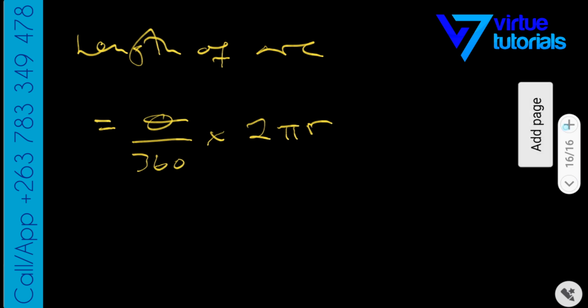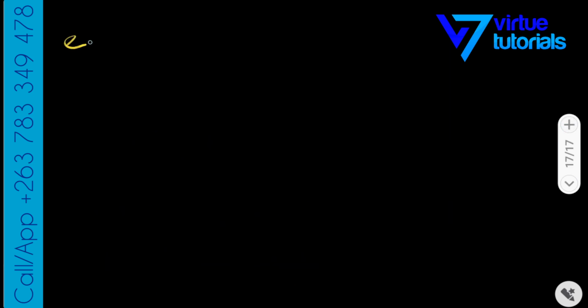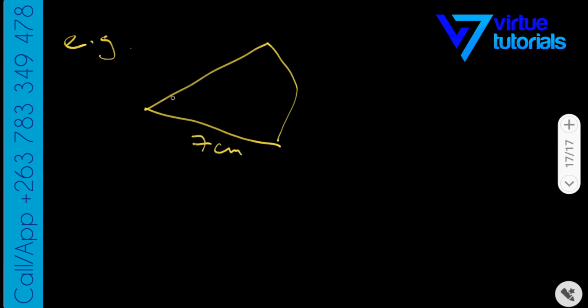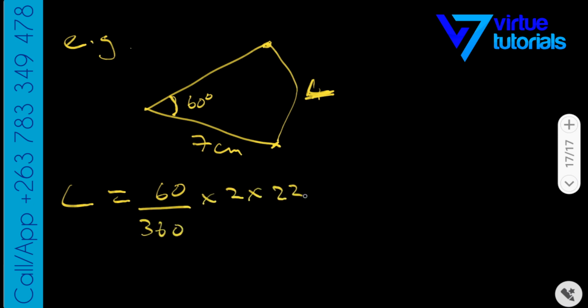So let's just try a quick example there. Let's say, for example, I have a shape like this. Radius is 7 centimeters. The angle is, let's say, 60 degrees. The length of this arc here from there to there, that's the length. L is going to be theta, which is 60 over 360 times 2 times pi, which is 22 over 7, times our radius, which is 7.